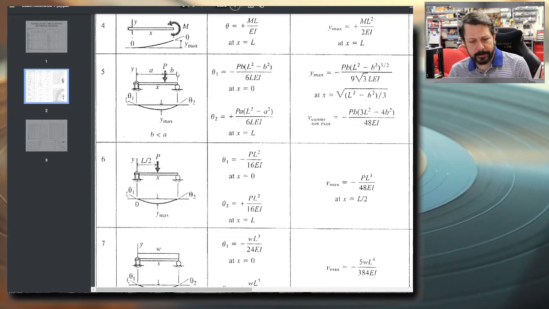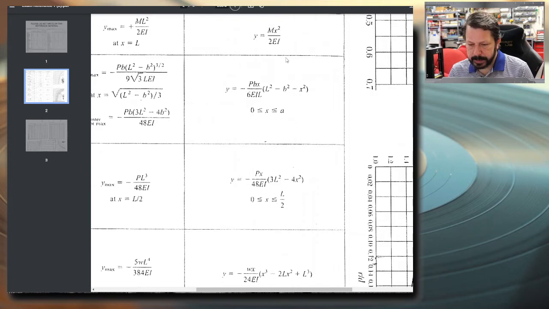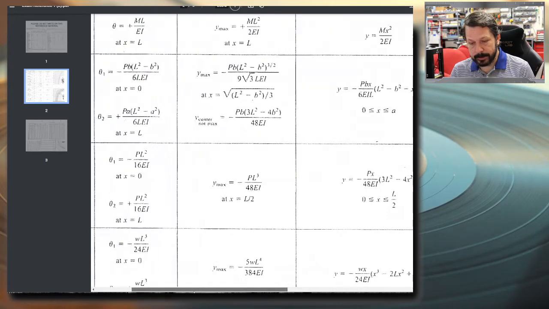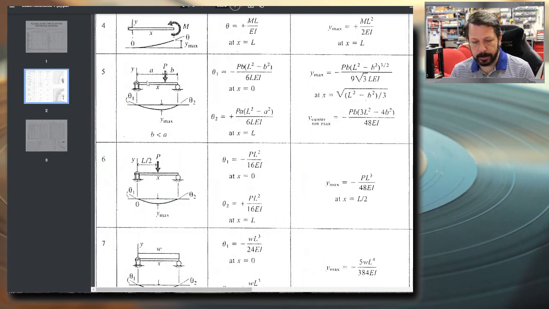So you do have to be careful that the B dimension is the smaller of the A and B. So P, the point load, is closer to the side with the B dimension. Whether that's left or right doesn't matter. It's the smaller dimension. But that does do a couple of things, like this equation here is only going to give you a value between 0 and A. So the equation of elastic curve is only for the larger dimension. They don't actually have an equation of the elastic curve for the shorter dimension here.